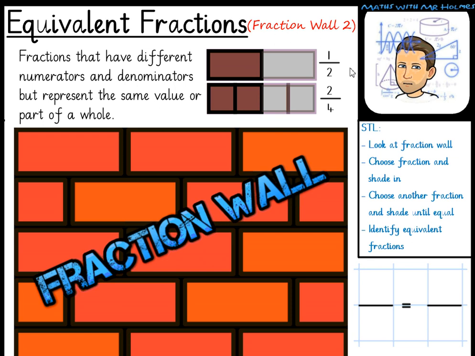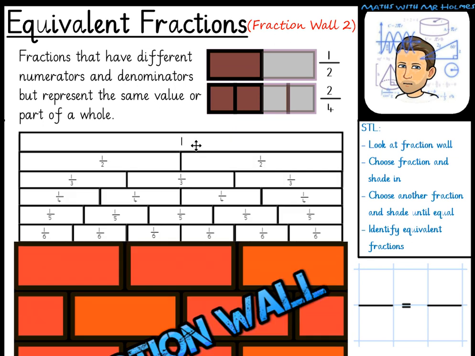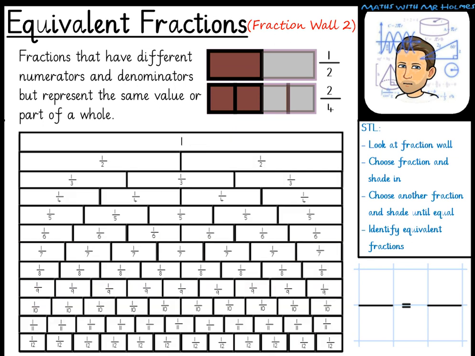Now, let's have a look at our fraction wall. And that's our first step. If we have a look, it's made up of different sized bricks or pieces. The largest brick is the top one, which is 1 whole. Then cut into halves, thirds, quarters, getting smaller and smaller as we go further down, until the smallest chunk right at the bottom is 1/12.